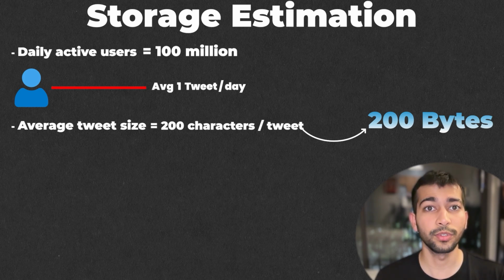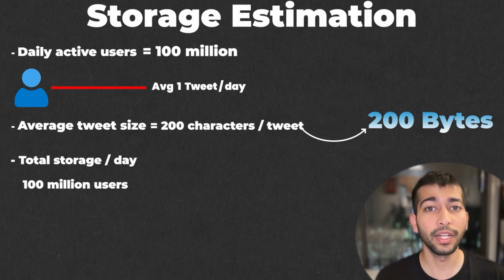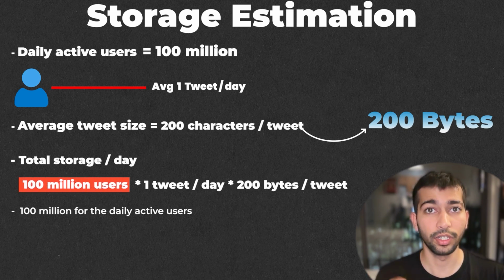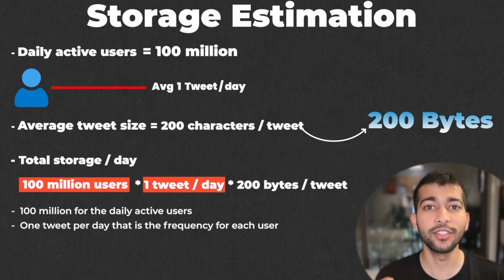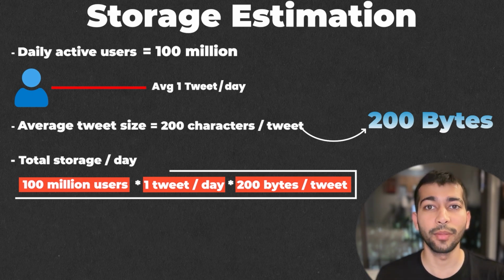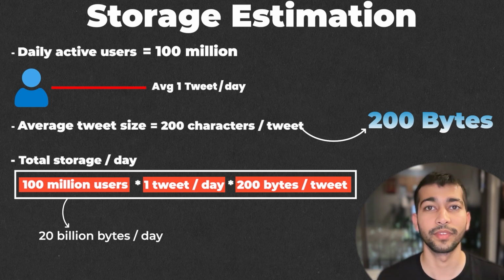Now using those assumptions, we would calculate how much storage we need every day. So total storage per day would be 100 million users into 1 tweet per day into 200 bytes per tweet. 100 million for the daily active users, 1 tweet per day, that is the frequency for each user, 200 bytes per tweet is the size of a tweet. Now if you multiply all of this, the result comes out to be 20 billion bytes per day, that is 20 GBs per day.